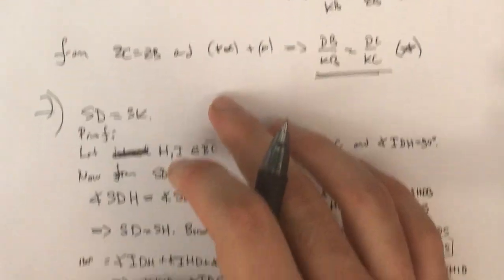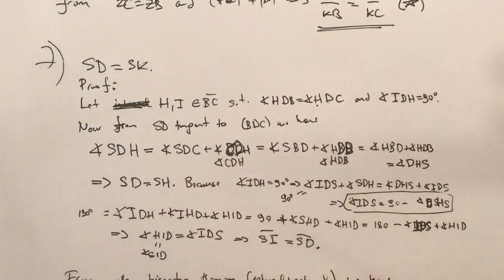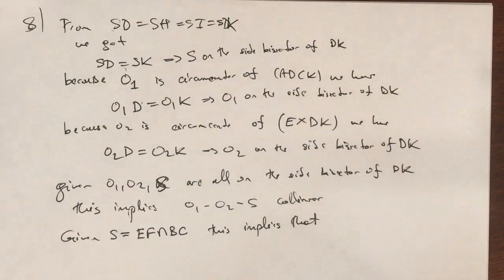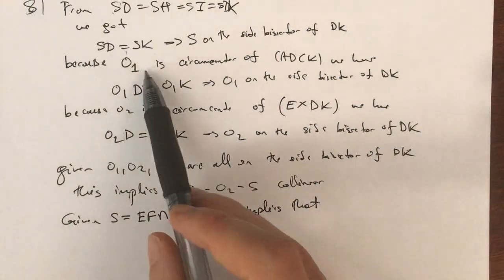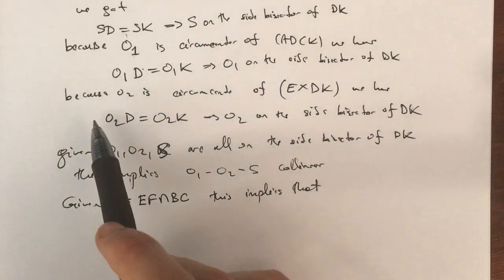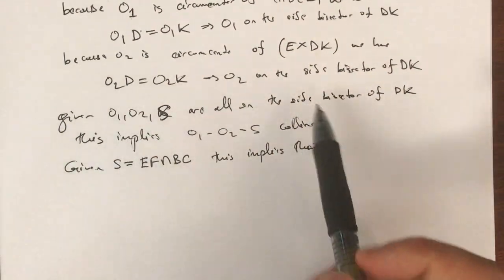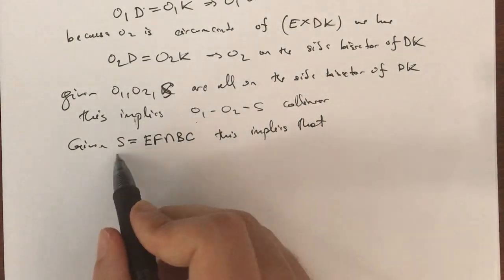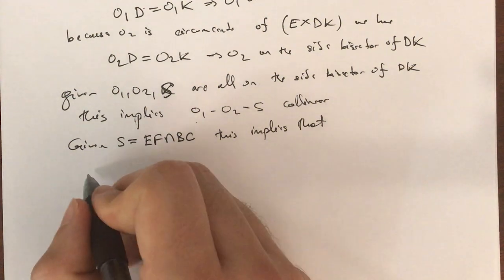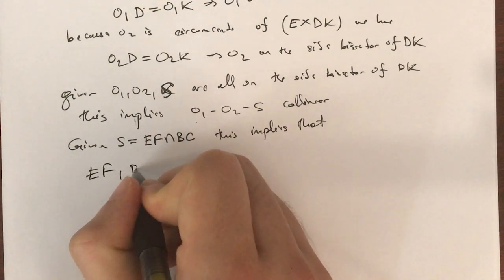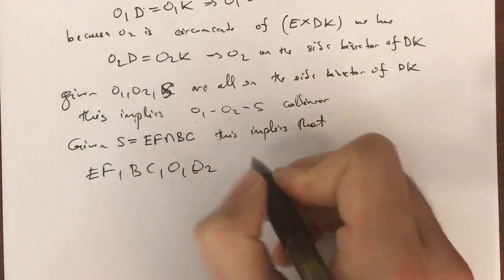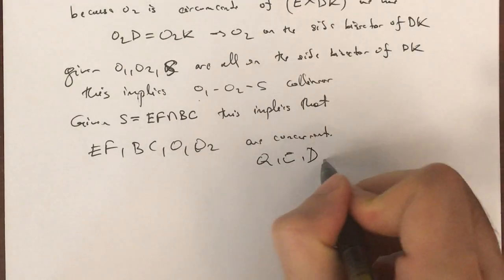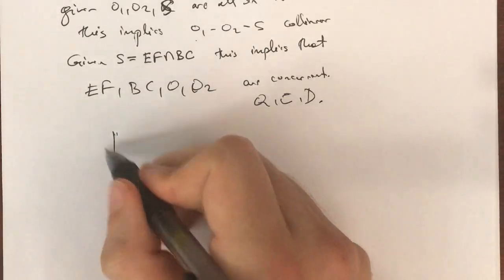And now with this final claim, we finish the problem on the next page. From SD equals SK, we have S is on the perpendicular bisector of DK. Then we get O1 is on the perpendicular bisector of DK, and O2 is on the perpendicular bisector of DK, all of which implies that these 3 points, O1, O2, and S, are collinear. And given S was where EF intersects BC, this implies that EF, BC, O1, O2 are concurrent. And now this solves our problem. We can write down QED. And as always, thanks for problem solving.